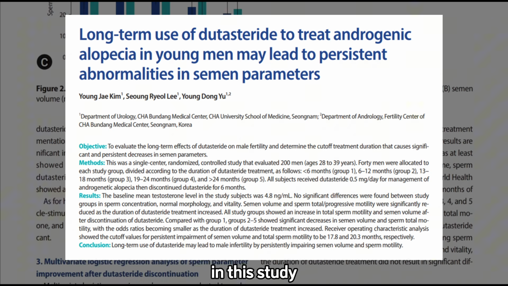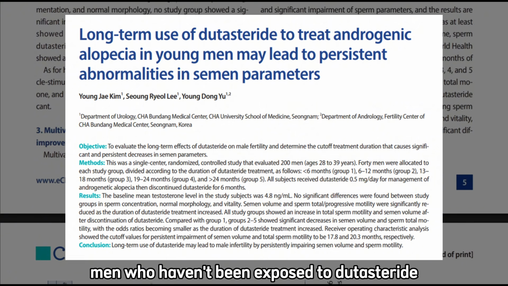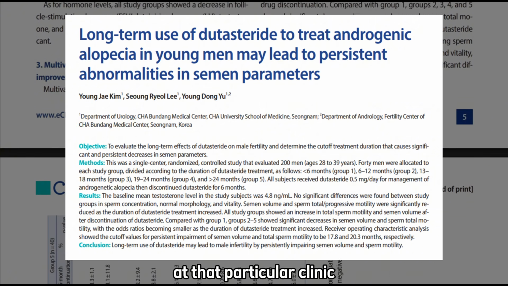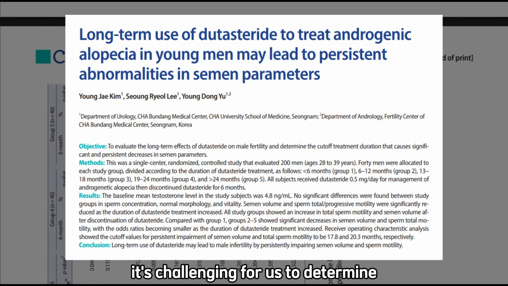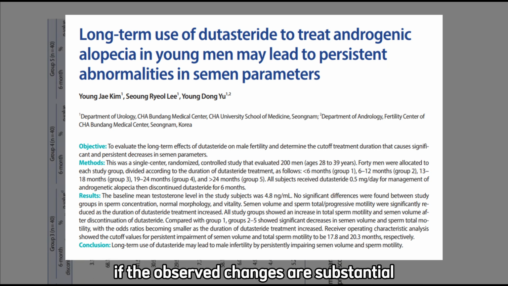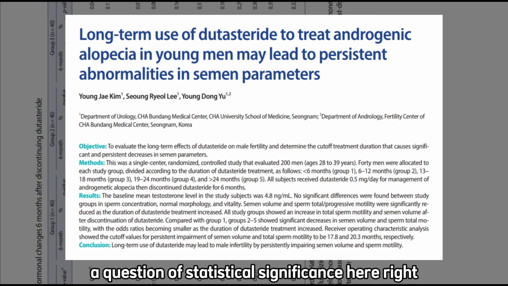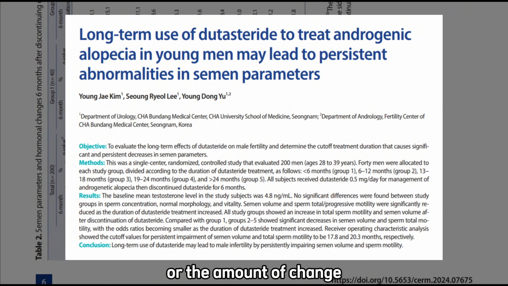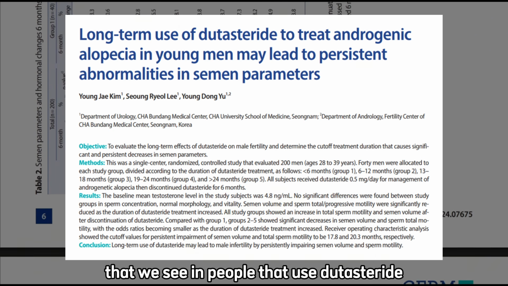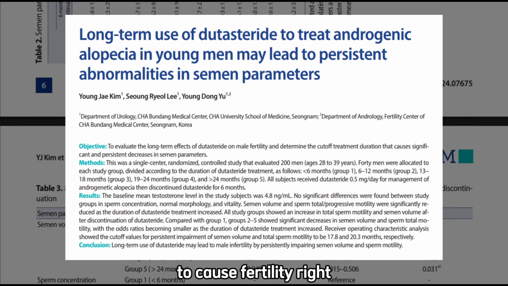in this study. And without this sort of meaningful comparison group, either men who haven't been exposed to dutasteride at that particular clinic, or men from the general population, it's challenging for us to determine if the observed changes are substantial or meaningful enough to actually affect fertility. So we're not talking about a question of statistical significance here, right? We're talking about the magnitude or the amount of change that we see in people that use dutasteride. Is it actually making a significant enough change to affect fertility, right?